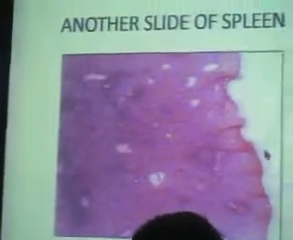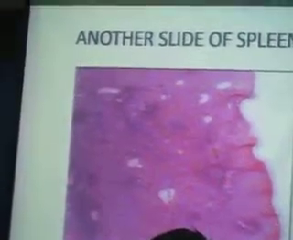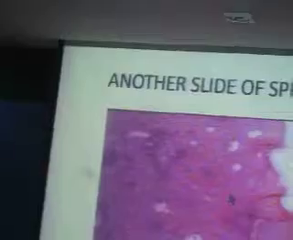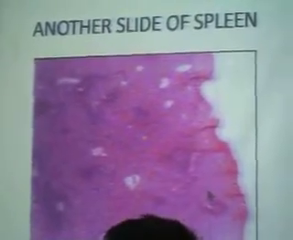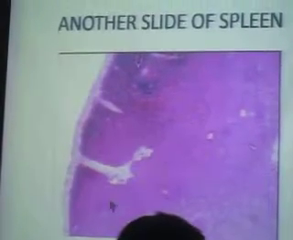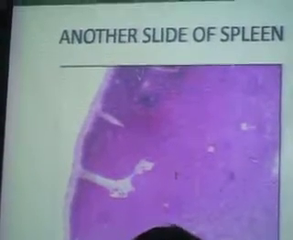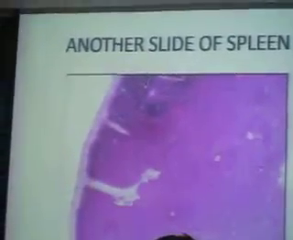So this is another slide that we have. Characteristically, it has a capsule. We have the white pulp, the red pulp. It's not that red. Again, capsule, white pulp, the red pulp. It's just not very good, but we prefer the other slide.